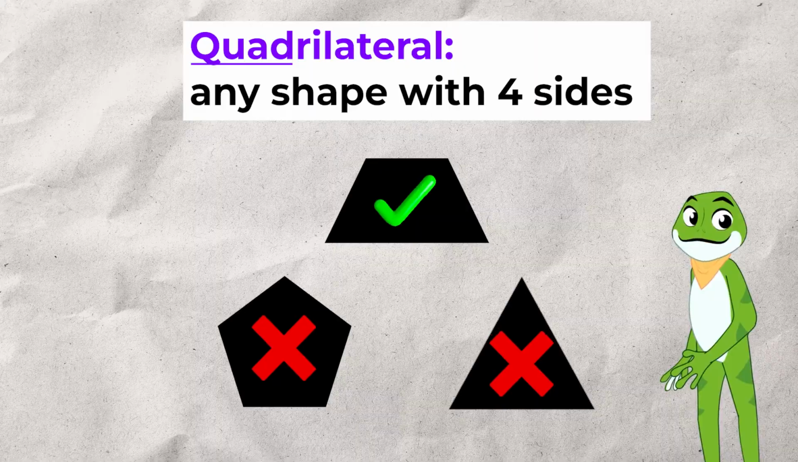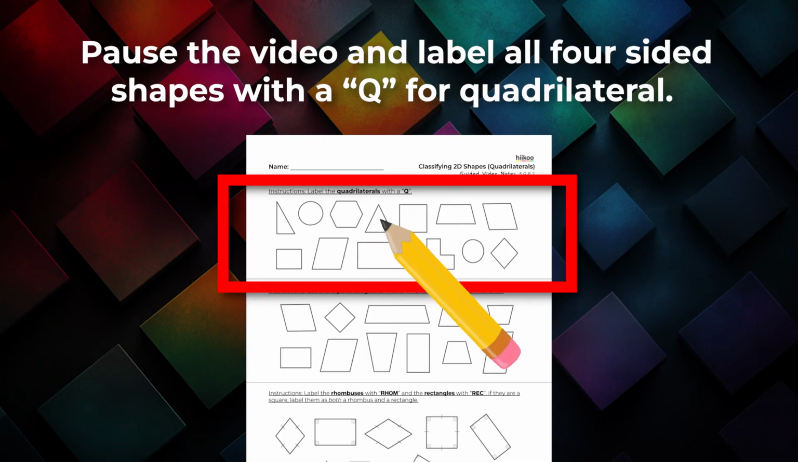Using this information, look at the first section on your guided notes. Pause the video and label all 4-sided shapes with a Q for quadrilateral. We will resume the video in a few moments. You can review your answers after the video is over. The answer key slides can be found with other extension activities in the activity download.